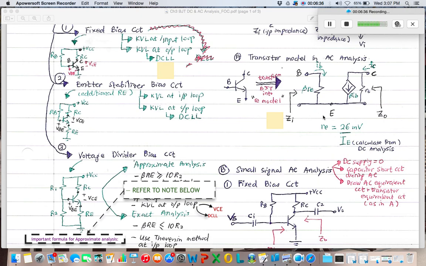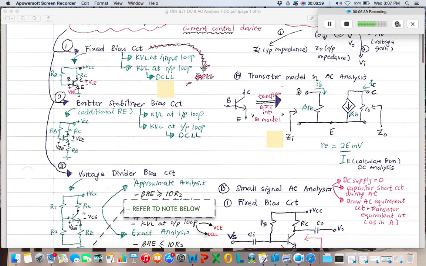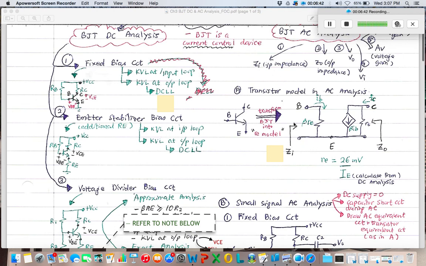So basically at the input section, just now I told you that you need to calculate ZI. So ZI is over here. It is looking from the base terminal to the ground. If you assume that E is connected to the ground, this is the ZI looking towards the input section. On the other hand, the output impedance, Zout, is looking towards the output section, which is from the collector side to the ground.